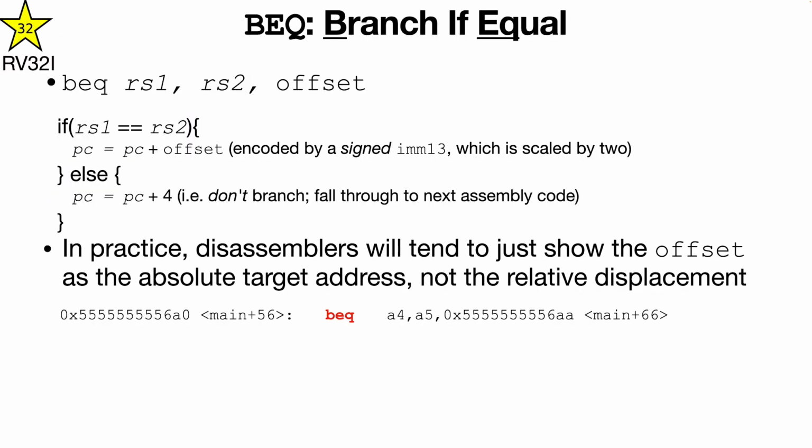Starting with BEQ, this is the branch if equal. And so it's very simple. It's just: is RS1 equal to RS2? If so, branch. As always, the offset is not going to be given as a relative displacement. You're going to see an absolute address that the disassembler shows you. So it behaves like all the other branches, and the only thing you need to know is how to translate the mnemonic branch if equal.